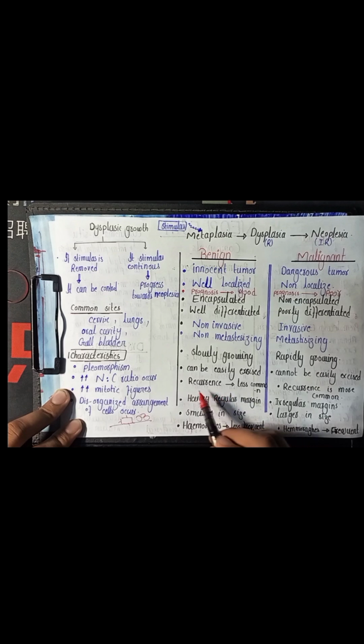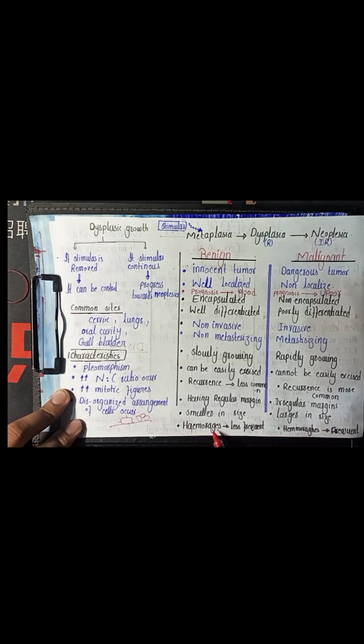And the chances of recurrence in benign tumors are less common, whereas recurrence is more common in malignant tumors. And benign tumors have regular margins and are usually smaller in size, whereas malignant tumors have irregular margins and are larger in size.